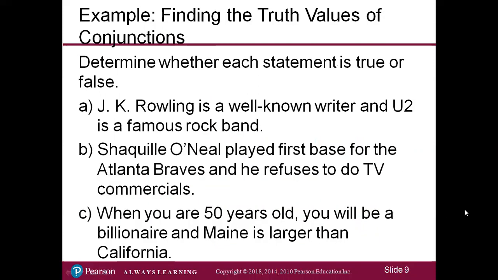Determine whether each statement is true or false. J.K. Rowling is a well-known writer, and U2 is a famous rock band. Shaquille O'Neal played first base for the Atlanta Braves, and he refuses to do TV commercials. When you are 50 years old, you will be a billionaire, and Maine is larger than California.